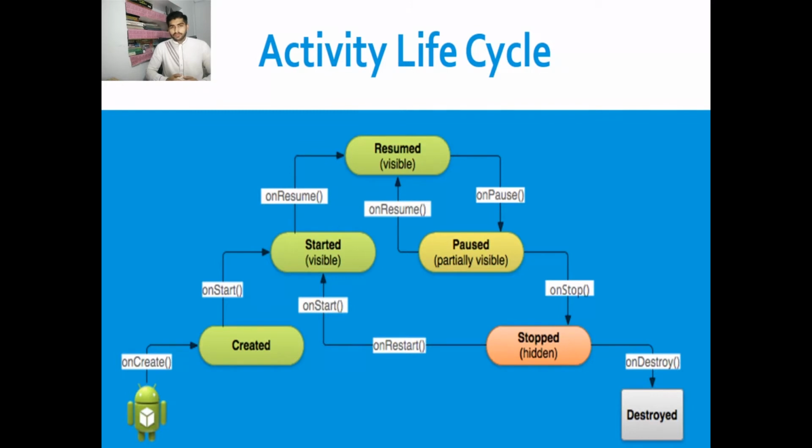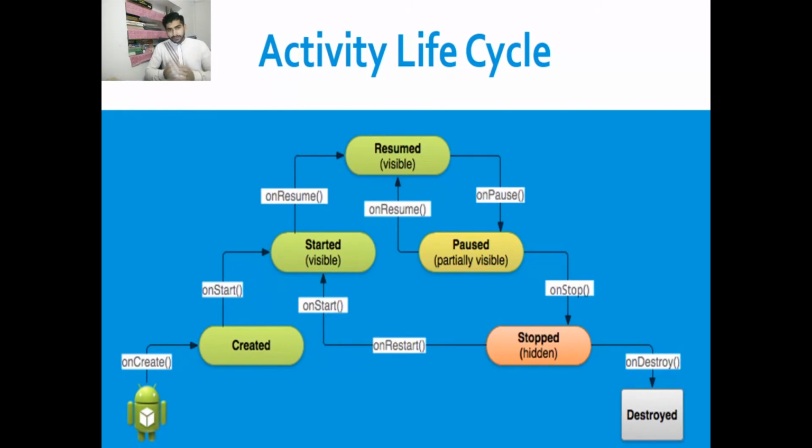The fourth method is onPause. When the activity is in the pause state, the activity or the application does not receive any input and does not execute a line of code. The fifth method is onStop. The onStop callback is called when the activity is no longer visible to the user. And the last method is onDestroy. The onDestroy method is called before the Android system destroys the application instance.